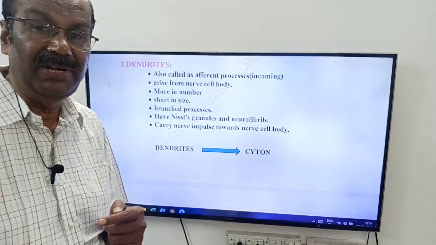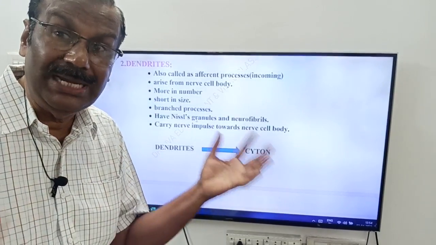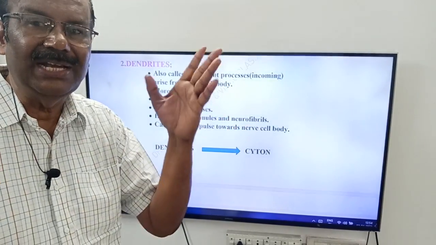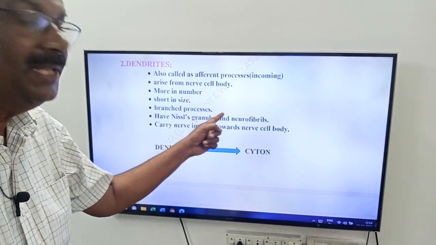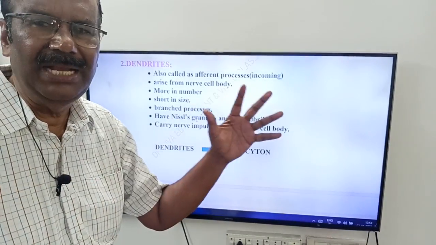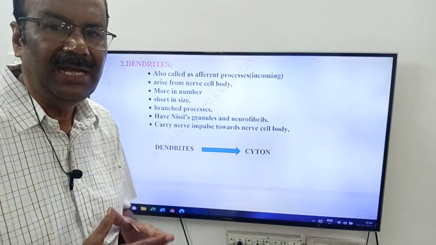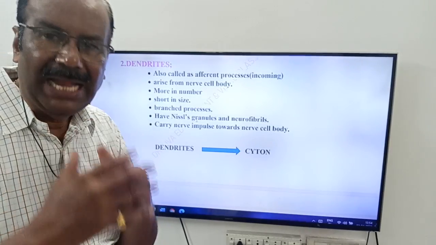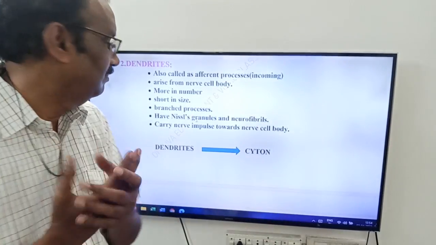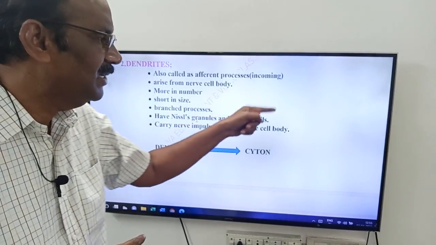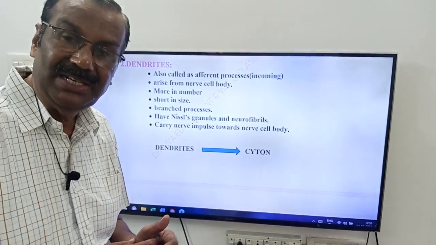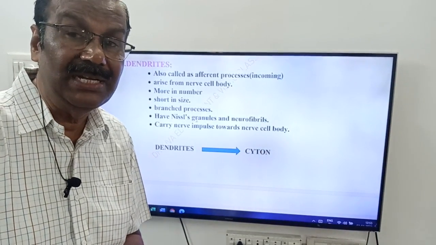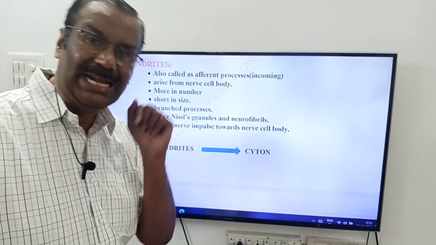They are more in number. Just now I told a multipolar neuron has more dendrites. So they are more in number. They are small or short in size. These are branched processes. So simply you say, friends, dendrites arise from the nerve cell body. These are short, small, branched processes which are more in number. They have Nissl's granules and neurofibrils. See, friends, Nissl's granules are also present in the dendrites. Important, friends. Nissl's granules are present in the nerve cell body as well as in the dendrites.